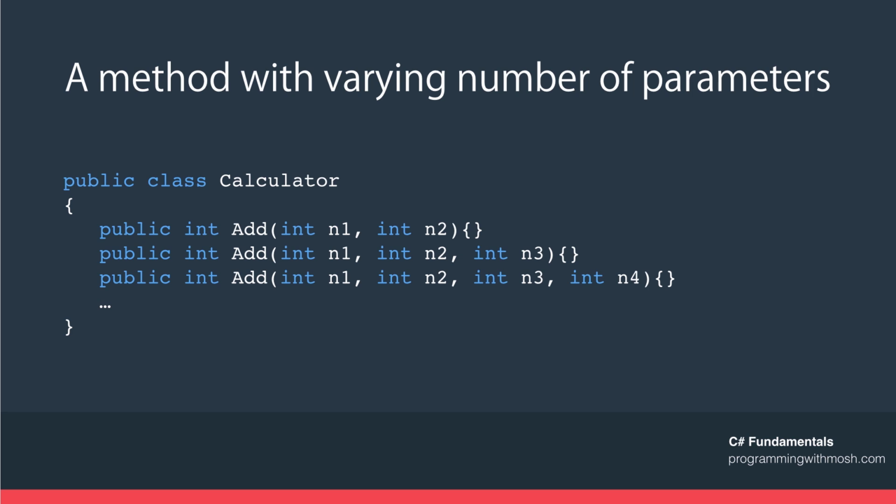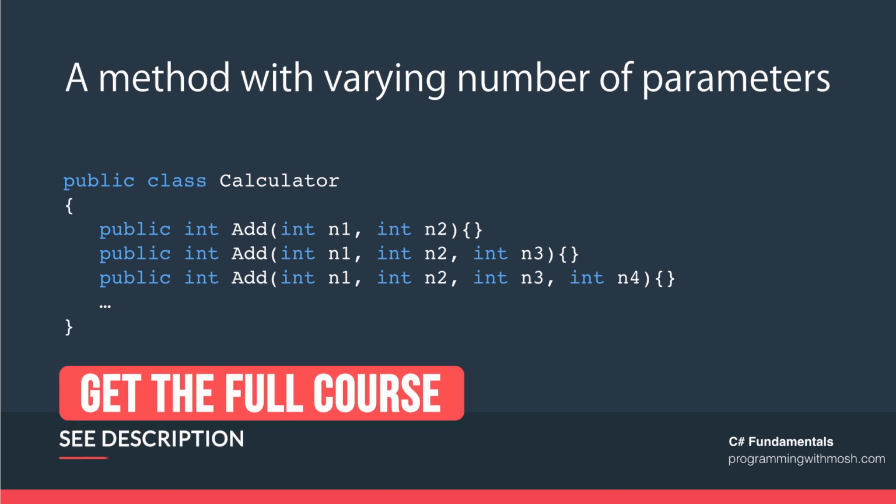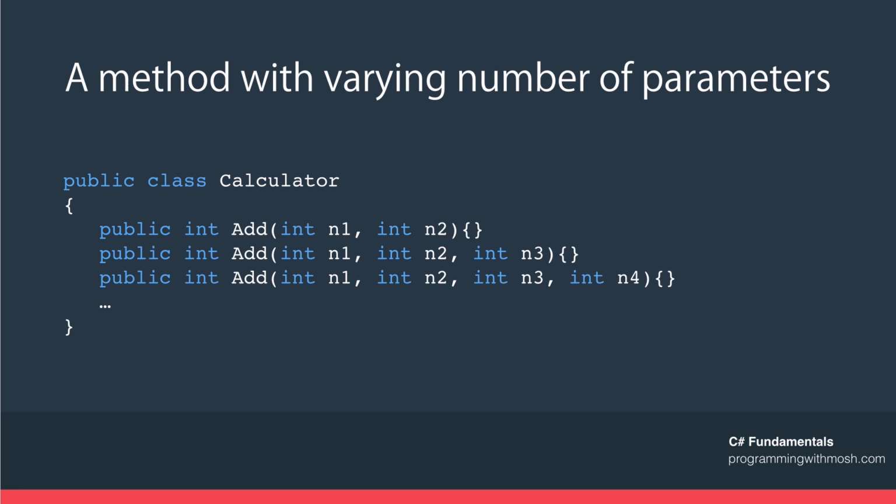Okay, now that you understand the concept of method overloading, take a look at this calculator class here. This class has at least 3 overloads for the add method. The first one takes 2 parameters, the second one takes 3 parameters, and the third one takes 4. But as you see, this is not an efficient way to overload the add method. What if you wanted to add 10 numbers together? Then we would have to overload the add method 10 times. And that's a code smell. Is there a better way to achieve this?